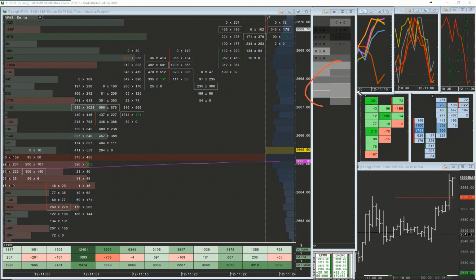On the right, I see where the inventory is, or the big orders, and that really helps me establish clean entries and low-risk buying and selling opportunities with a high probability of success.